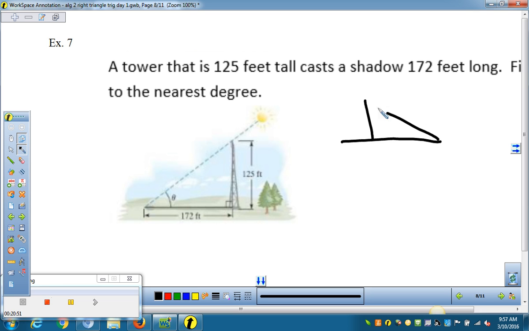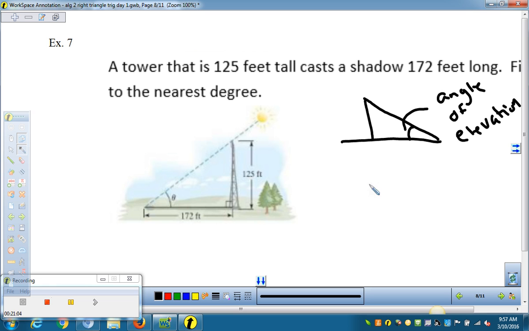Sometimes that's not drawn in for you, and you have to figure out which one that is. So if we have something like this, that's the angle of elevation. And you need to be aware, also, you may see the angle of depression. You have to draw in the horizontal. And this would be the angle of depression.